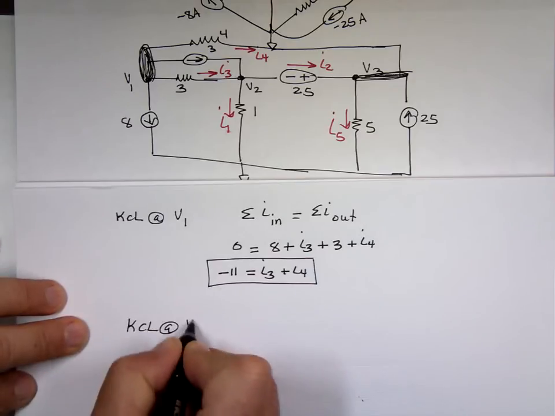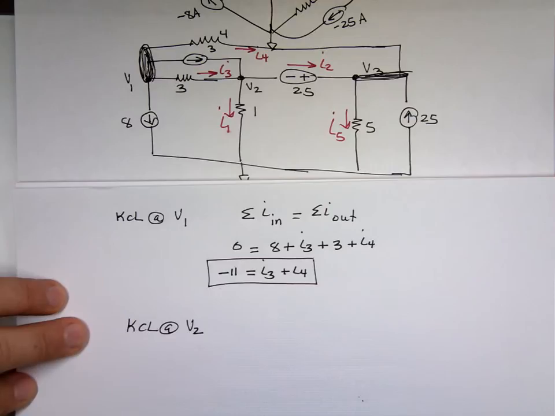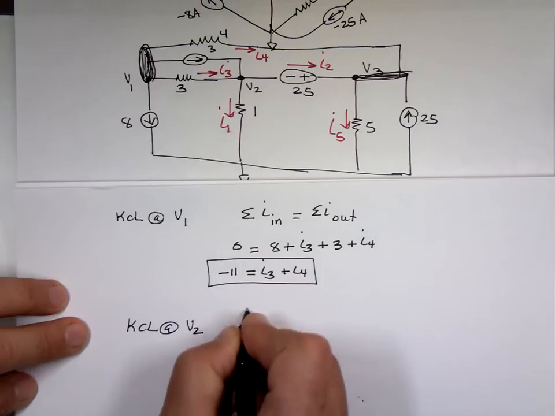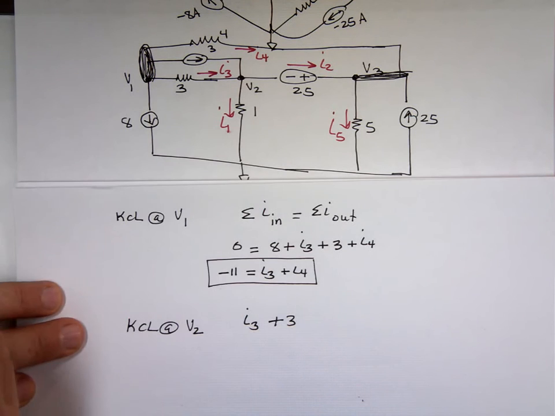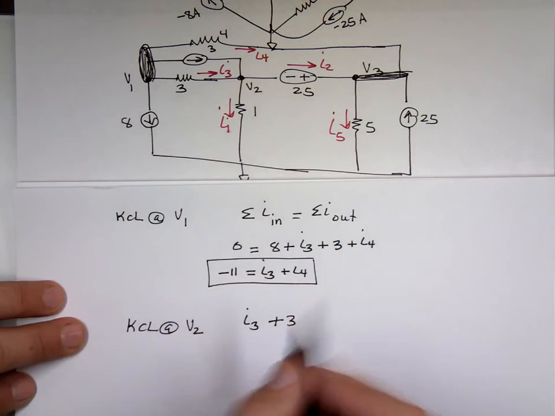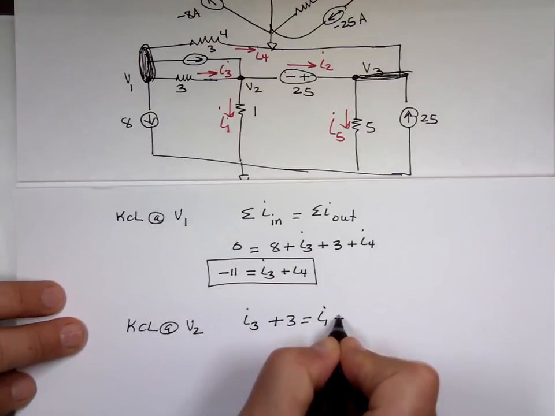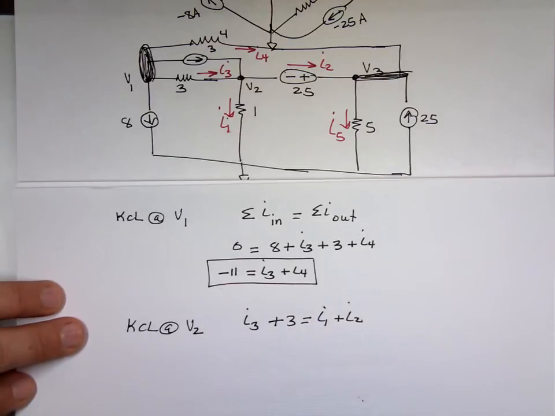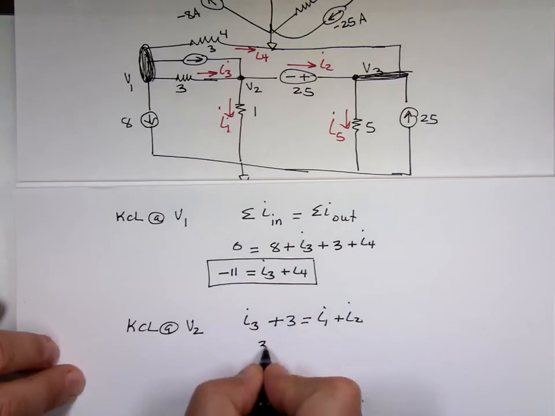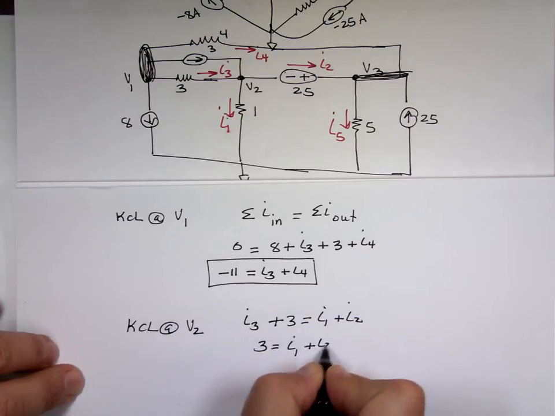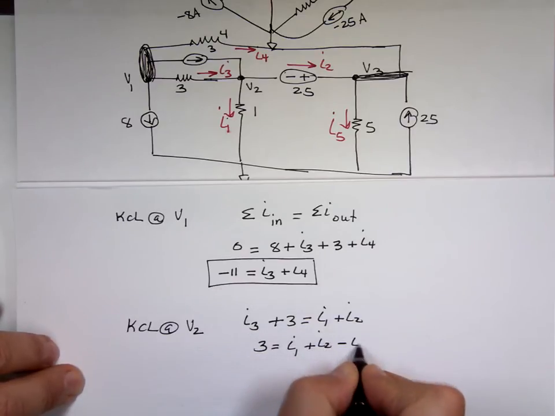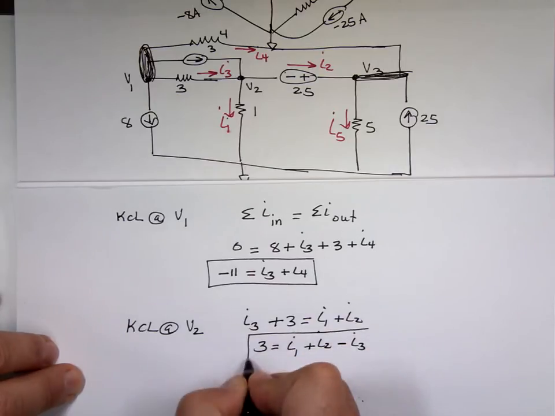KCL at V2. What is going to that node? I sub 3. What else? The 3 amps on the top. This and this go into it. What's leaving? This and this. So if we clean it, we have 3 equals what? I sub 1 plus I sub 2 minus I sub 3. Good. Box it in.